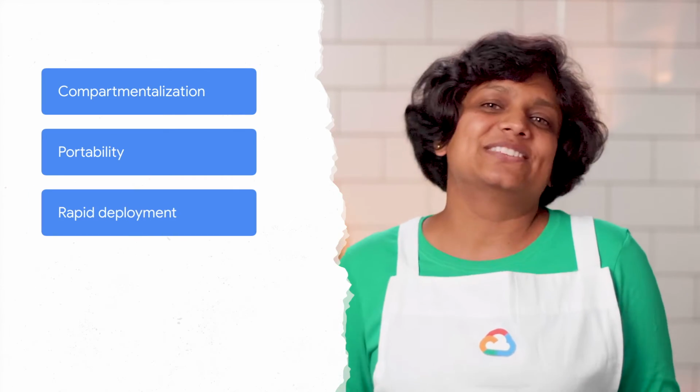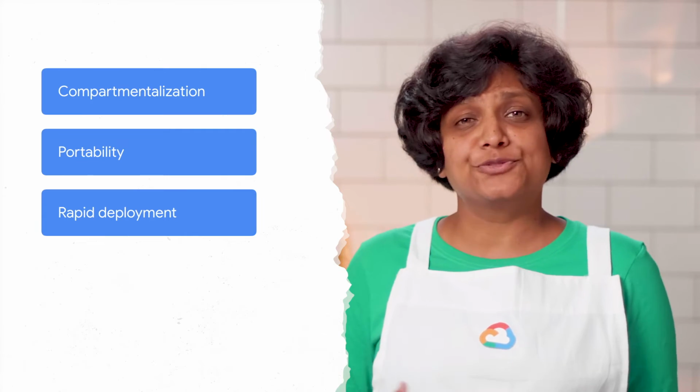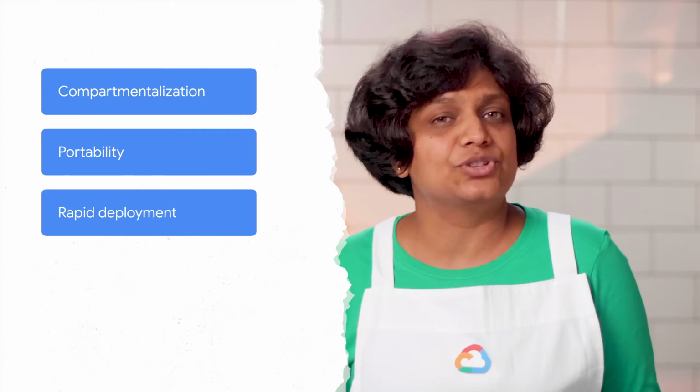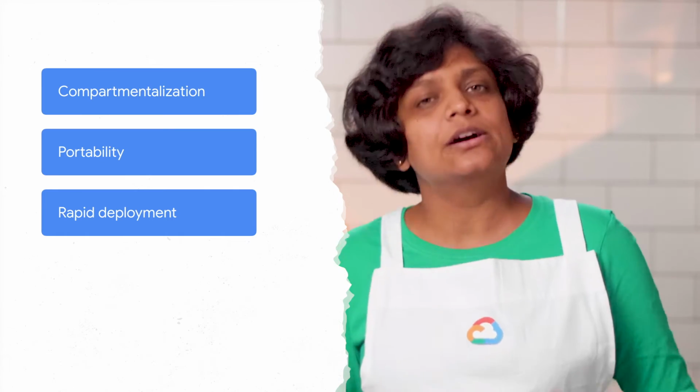The third is rapid deployments. When it's time to deploy, your system is built from a set of definitions and images, so the parts can be deployed quickly, reliably, and automatically. Compared to virtual machines, containers are typically smaller and deploy much quicker.